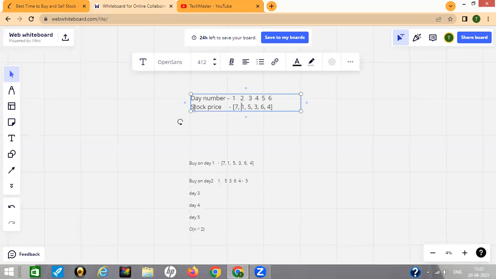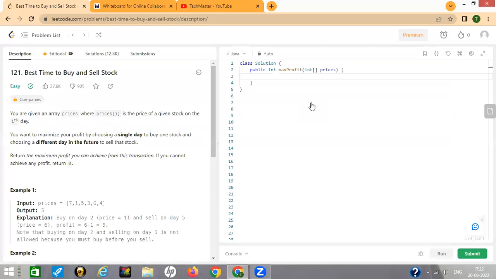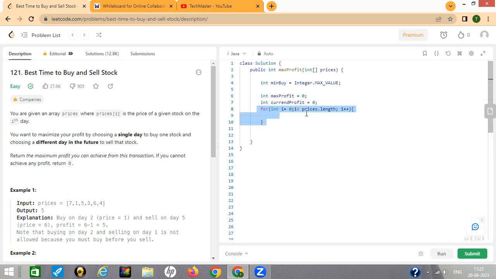For example, okay, let me go to the code part. So what we can do here. Initially, the minimum buy, I'm taking it as the maximum integer value. So let's see what we will do. Max profit will be 0 and current profit will be 0. So we will be iterating through the given price list.